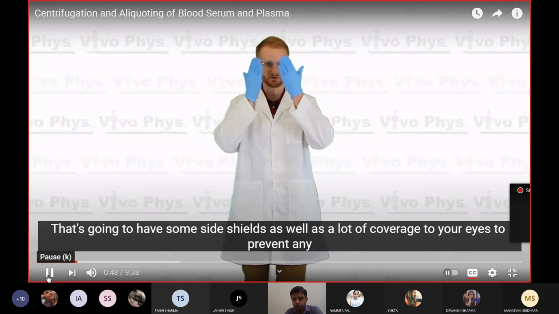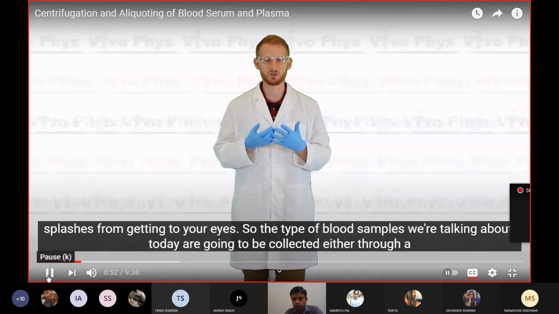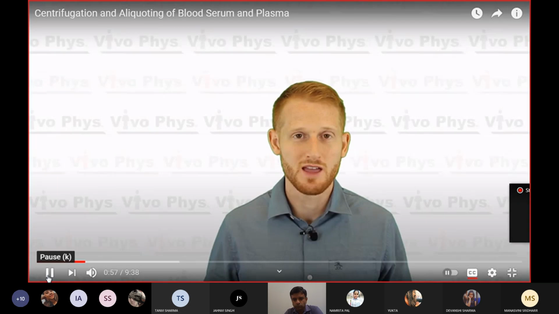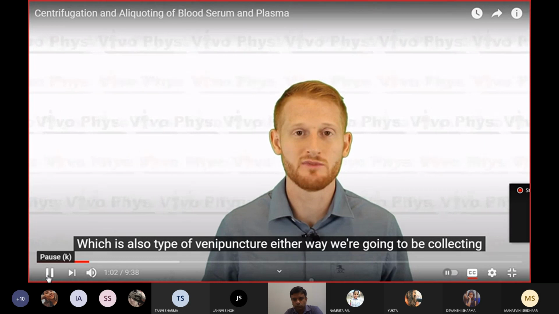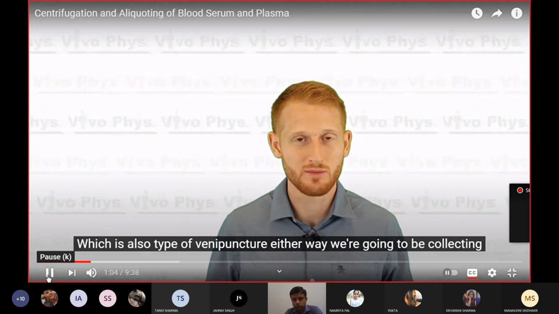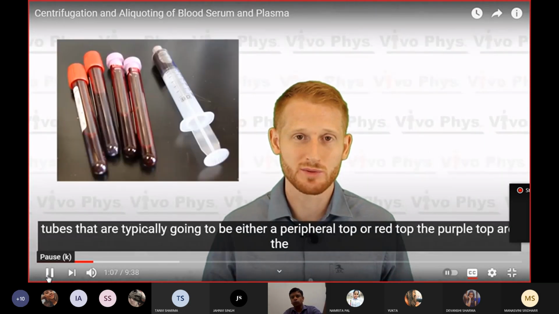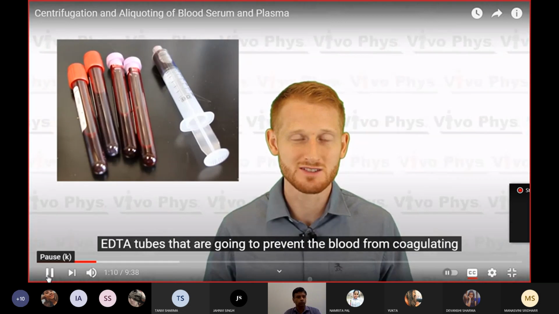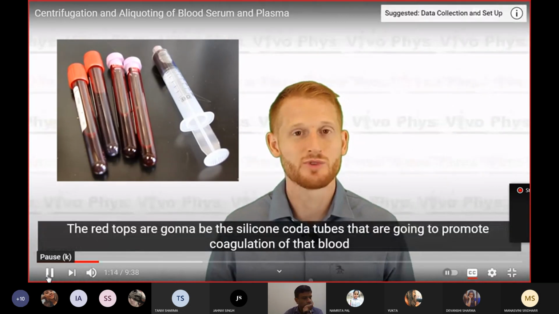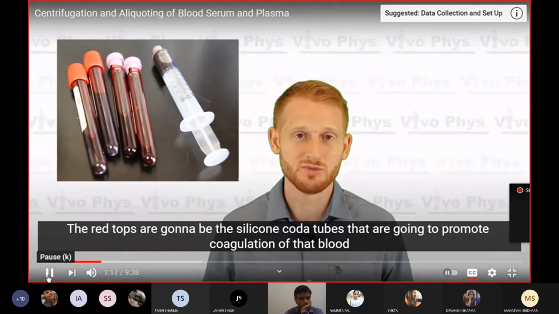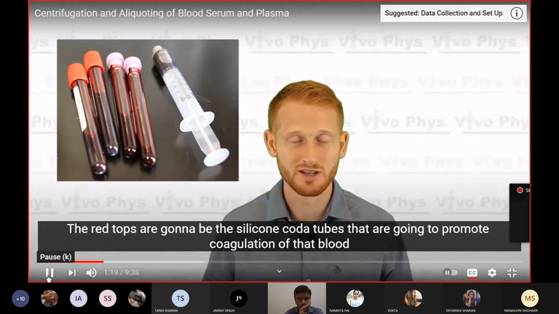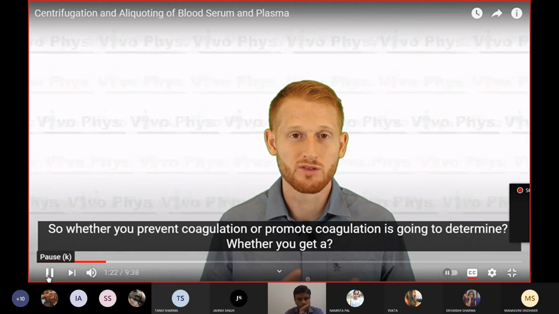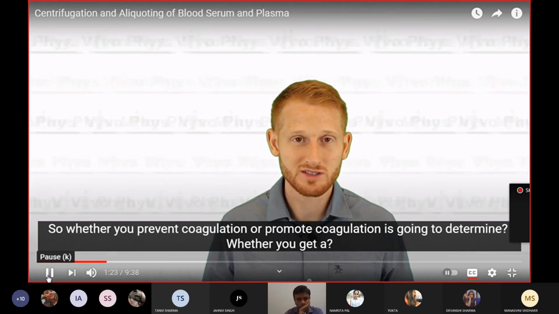Shields as well as a lot of coverage to your eyes to prevent any splashes from getting to your eyes. So the type of blood samples we're talking about today are going to be collected either through a typical venipuncture, just using a needle, or an IV catheter, which is also a type of venipuncture. Either way, we're going to be collecting tubes that are typically going to be either purple top or red top. The purple top are the EDTA tubes that are going to prevent the blood from coagulating. The red tops are going to be the silicone-coated tubes that are going to promote coagulation of that blood. So whether you prevent coagulation or promote coagulation is going to determine whether you get plasma or serum.